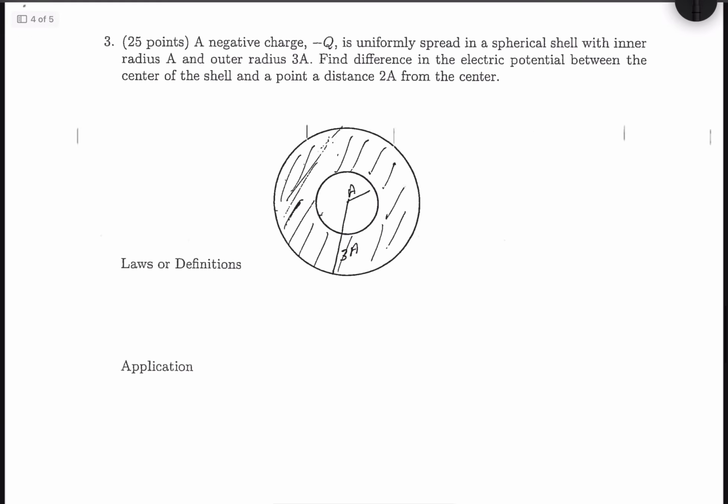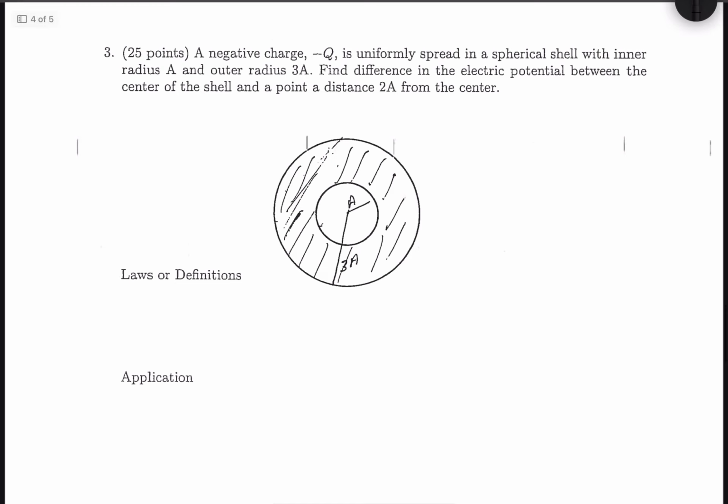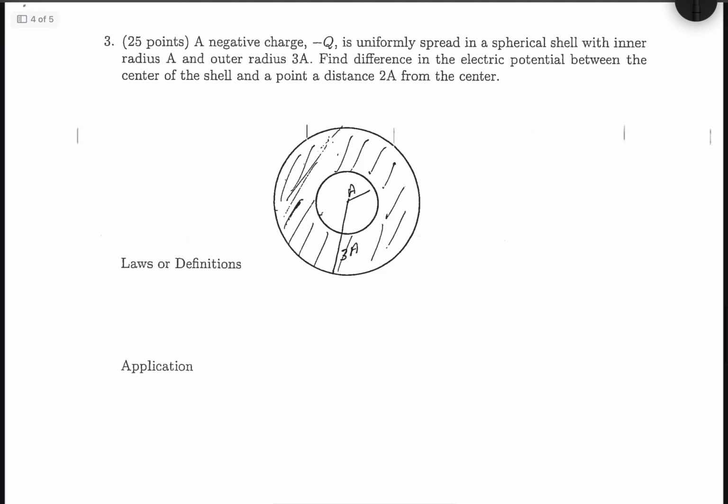Now, next question. This is gonna be a little bit of a long one, but it's a pretty good conceptual question, I would say, just kind of like for Gauss's law. So this is a Gauss's law question. So a negative charge, negative Q, is uniformly spread in a spherical shell with an inner radius A and an outer radius 3A. Find the difference in electric potential between the center of the shell and a point 2A away from the center.